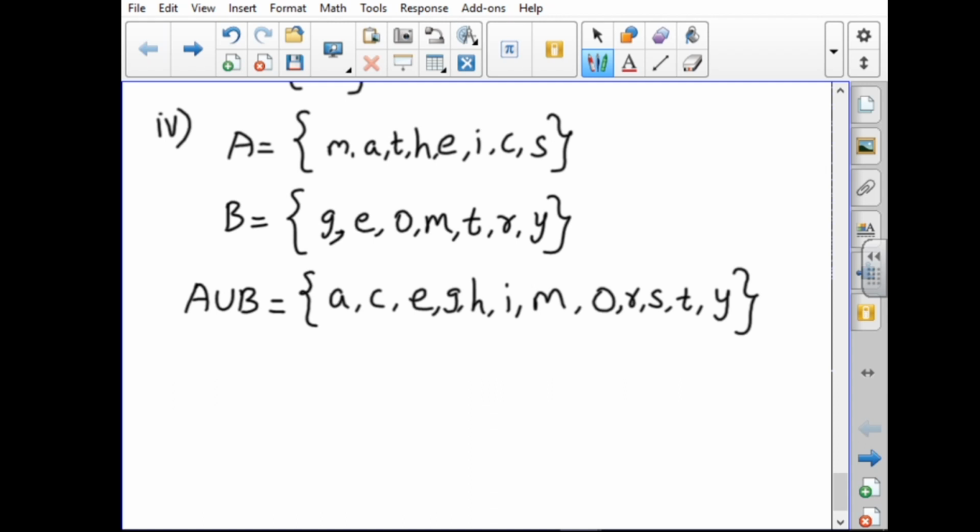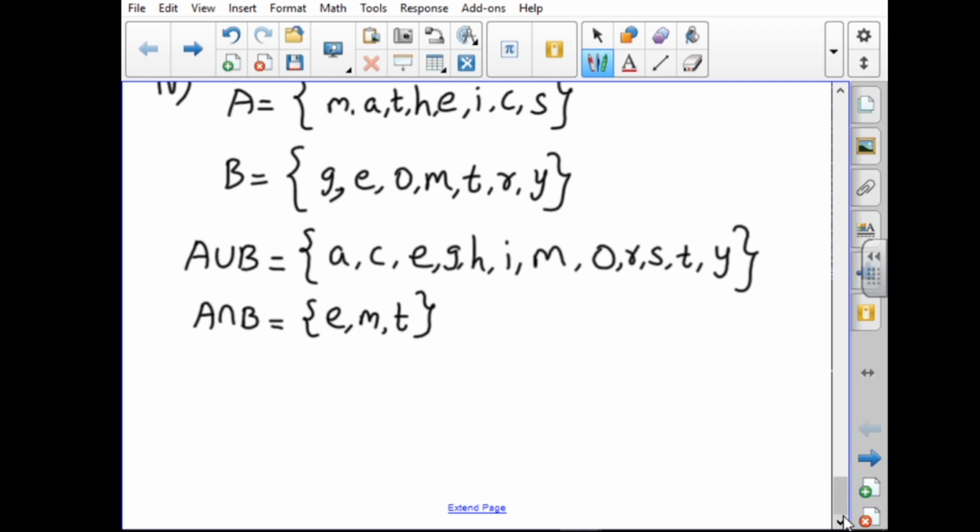Okay, I am writing in the alphabetical order. If you want, you can write any way. Okay, from M also you can start, no problem. Then A intersection B, both of common elements of A and B. Okay, so common elements means E, M, and T.